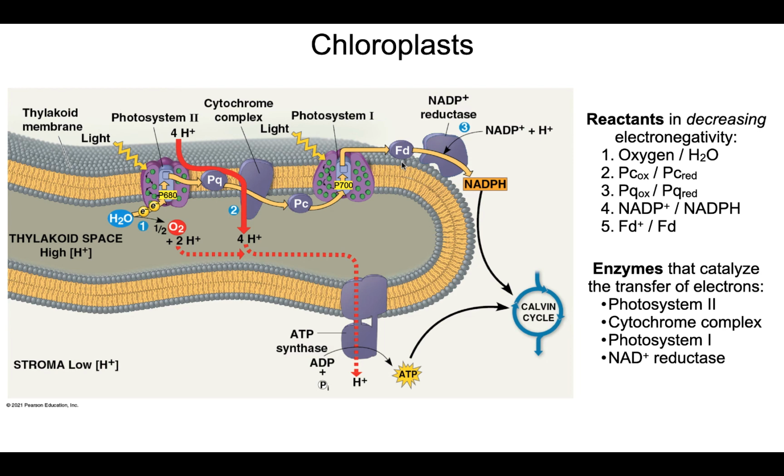All right, let's look at our last enzyme, our NADP plus reductase. And what that is catalyzing is a transfer of electrons from FD to NADP plus. Okay, so basically the oxidation of FD and the reduction of NADP plus to NADPH. Let's take a look if this is an exergonic reaction. Is NADP plus more electronegative? Yep, sure is, which means this reaction is exergonic. And that also means we don't need any funny business here.